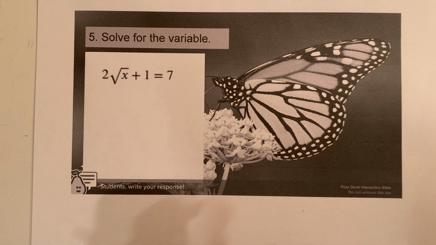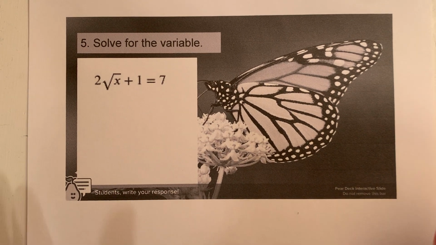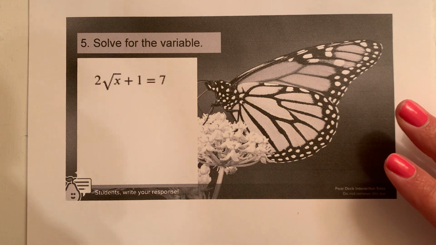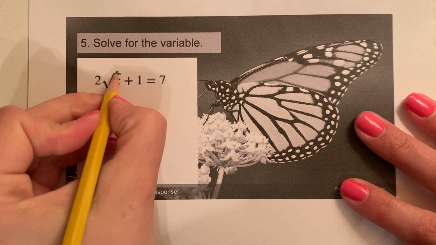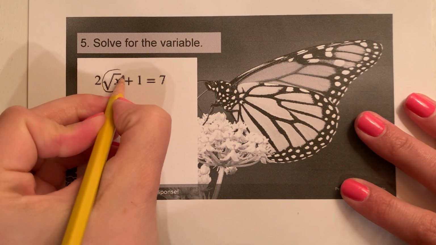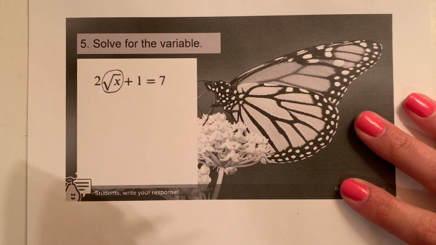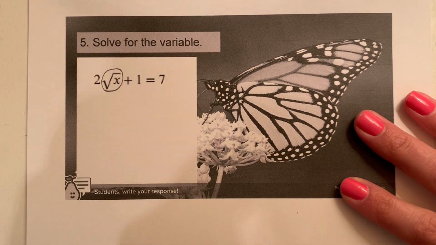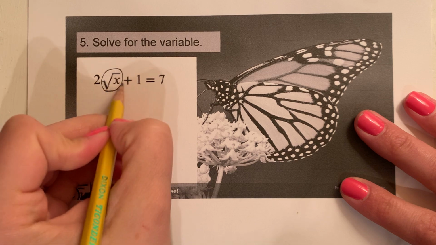All right, here's number 5. Go ahead and pause the video, try it on your own, see how you do, and then press play and check your answers. All right, let's see how you did. This one has an extra piece in front of the square root, so I'm hoping you were okay with this one as well. I'm going to circle my square root.